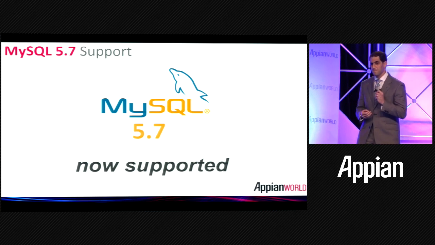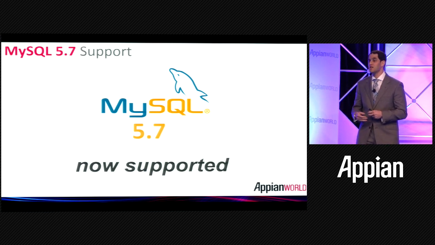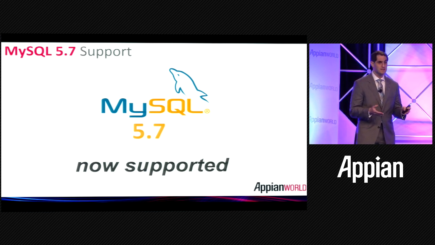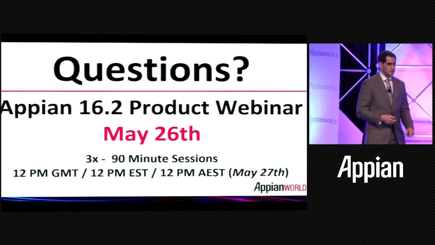And lastly, Appian 16.2 now supports the latest version of MySQL, which is version 5.7. You can use it as the Appian data source. You can use it as a business data source. And with that, that is it.